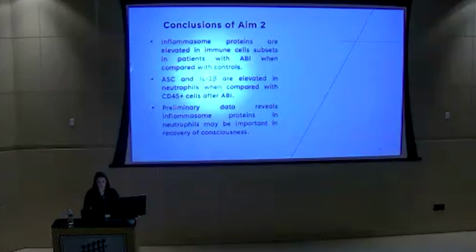So the conclusions from AIM-2 are that inflammasome proteins are elevated in immune cell subsets in patients with acute brain injury when compared to controls. ASC and IL-1 beta in particular are elevated in neutrophils when compared with CD45 cells. And our preliminary data shows that inflammasome proteins in neutrophils may be important in the recovery of consciousness. And this is something we're excited to continue to explore.